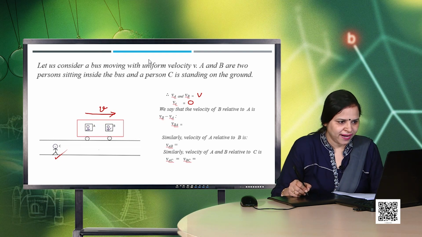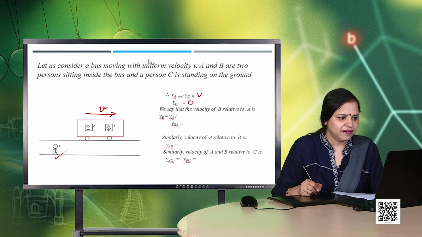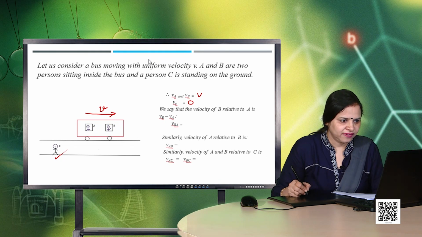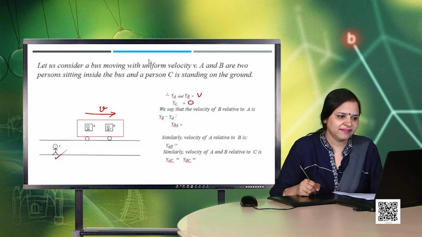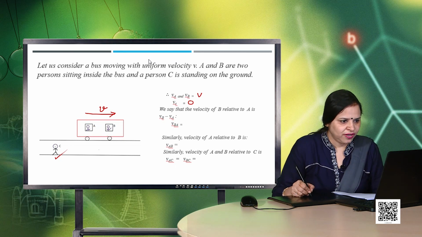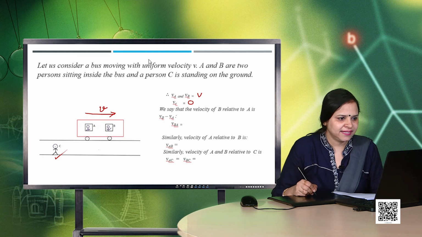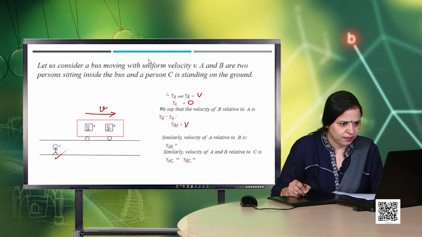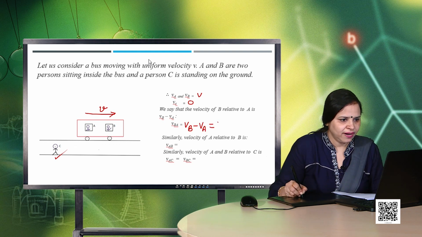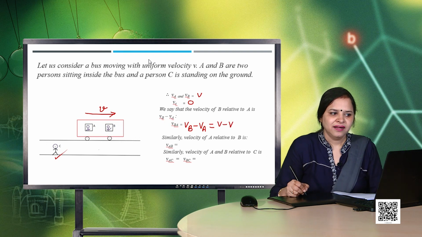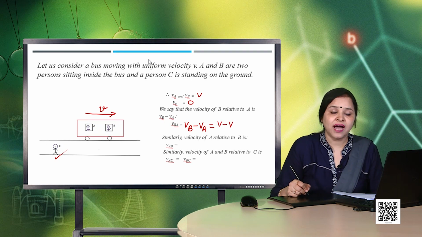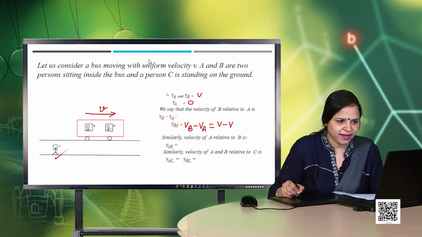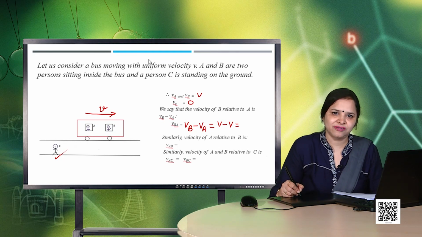Now, suppose we need to find out the velocity of B relative to A. Since they both have the same velocity, VB minus VA, that is the relative velocity, the velocity of B relative to A, will be equal to VB minus VA, which is equal to V minus V, since both are moving in the same bus, both are sitting in the same bus. So, that is why they both are moving with the same velocity, that of the bus.